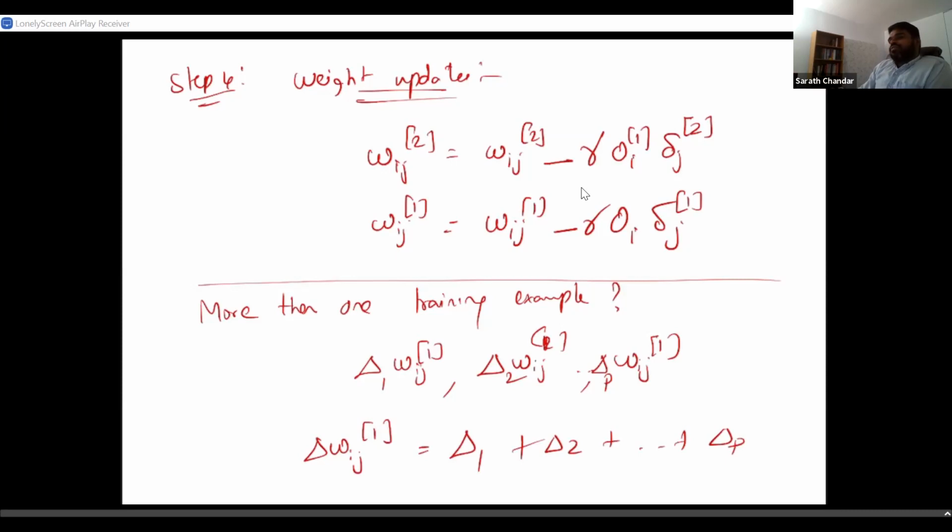Now this is a small quiz. Let's say I have p examples. If I consider all the examples, I add the gradient with respect to all the examples, and then I make my gradient update step. So what type of gradient descent is this?